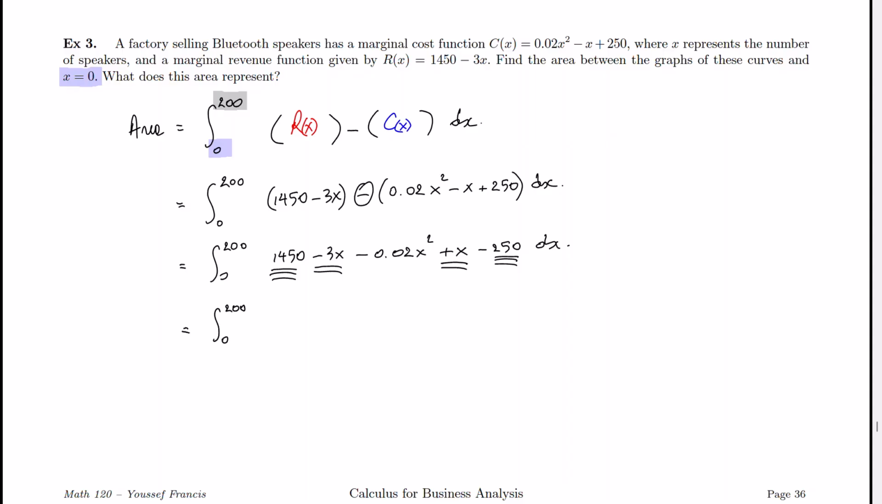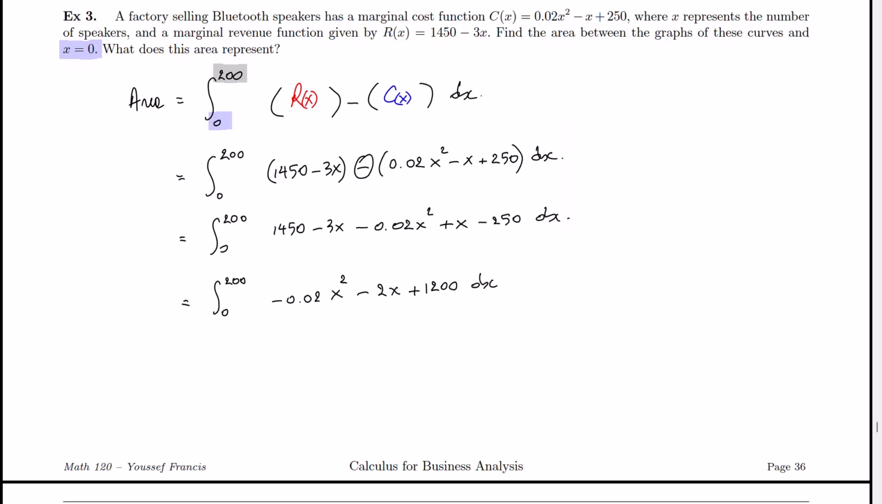So the integral is from 0 to 200. The negative 0.02 x squared does not have any friends, so I'm just going to write it first. Now, negative 3x plus x will be negative 2x. And finally, the last thing we have to do is calculate the 1450 minus the 250, which will give us 1200. And this is all being integrated with respect to x.